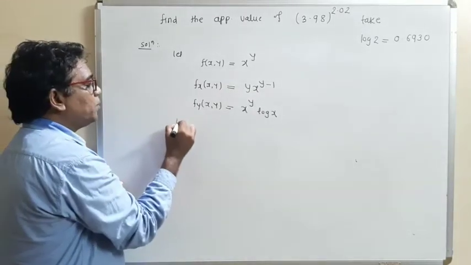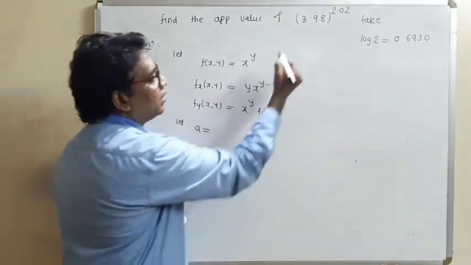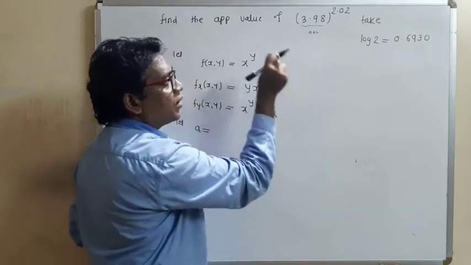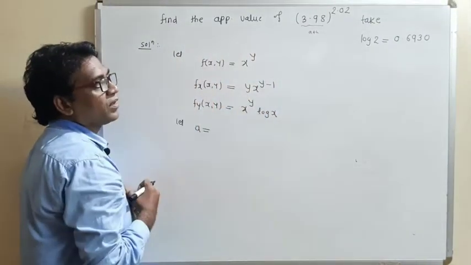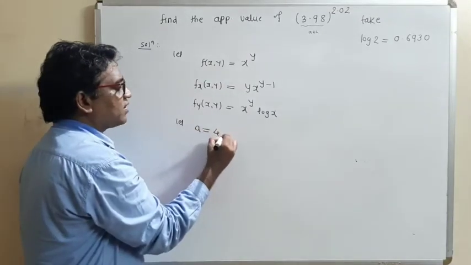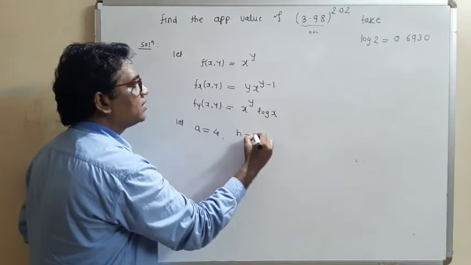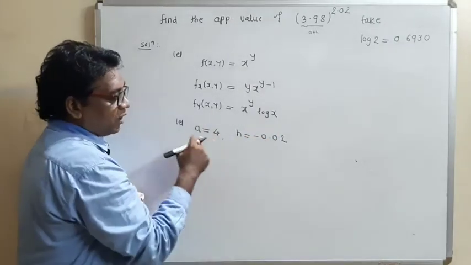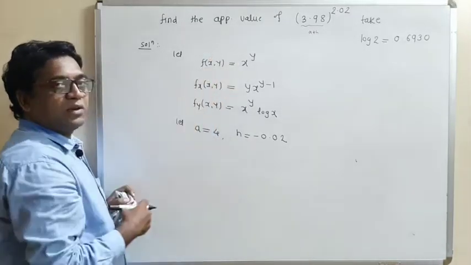Now let us take the numerical values. Suppose this is our A plus H. A plus H is very near to 4, so let us take A equal to 4. And what is H? H means the remaining number, so this is minus 0.02. If we add this total value, A plus H will be 3.98.